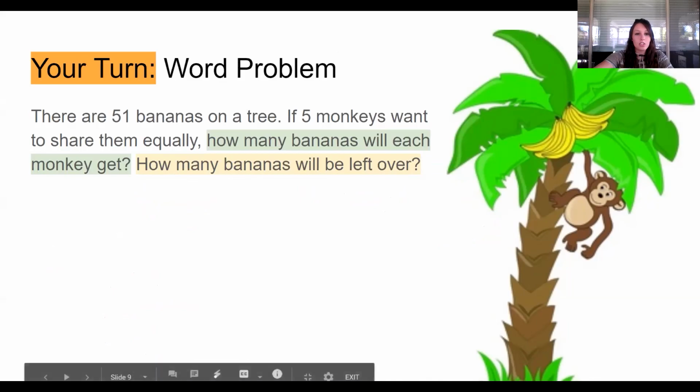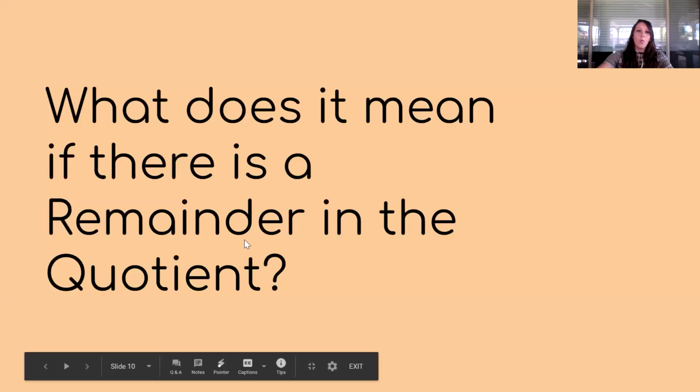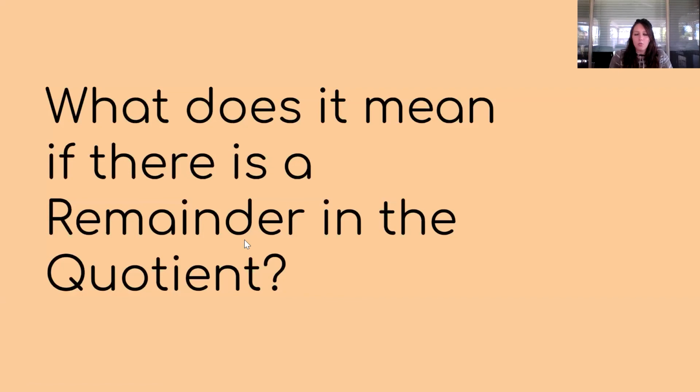So let's move on to a discussion question. What does it mean if there's a remainder in the quotient? So what does that R mean? What does the actual remainder mean? A remainder means that it is a value that cannot be equally distributed. So for example, looking back at that banana problem, we had 51 bananas and 5 monkeys. Each monkey got exactly 10 bananas, but there was 1 banana left over.